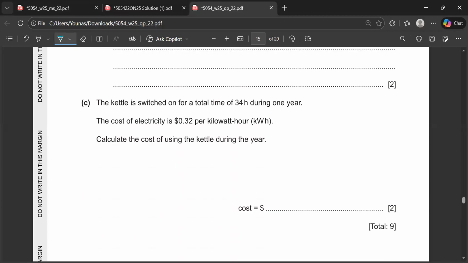He says the kettle is switched on for a total time of 34 hours during 1 year. So this is the time in hours. The time is given. And he says the cost of the electricity is $0.32 per kilowatt hour. Okay. Calculate the cost of using the kettle during this.